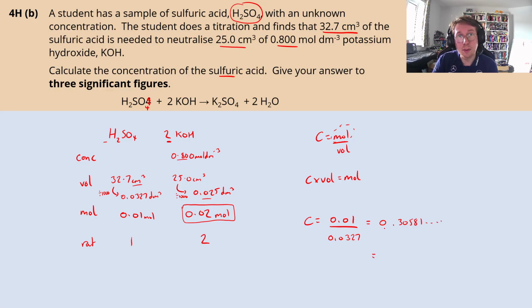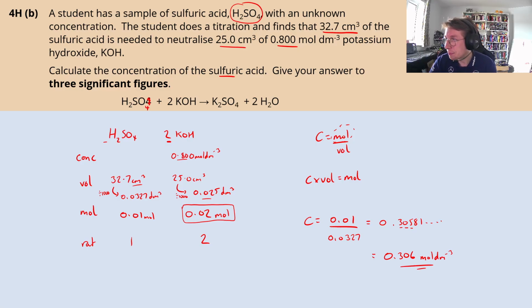Put to 3 significant figures. The first significant figure is your 3. The second is your 0. The third is that 5. Is the 8 greater than or smaller than 5? It is greater than 5. So therefore we round up. So our answer to 3 significant figures is 0.306 moles per decimeter cubed.